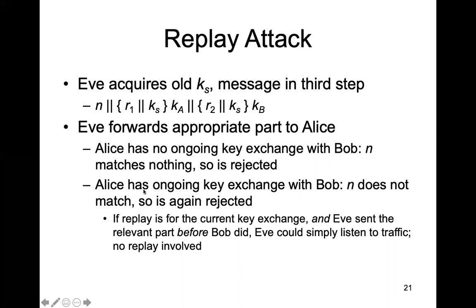Okay, if Alice does have an ongoing key exchange with Bob, and if this N does not match, again it will be detected. And so if the replay just happens to be for the current key exchange, that is whatever Alice and Bob are doing now, and Eve sent the part before Bob did.